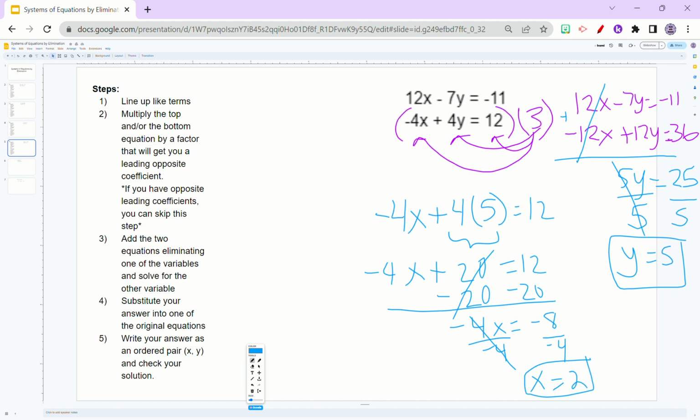So step 5, write your answer as an ordered pair, x comma y. So our final answer is 2 comma 5.